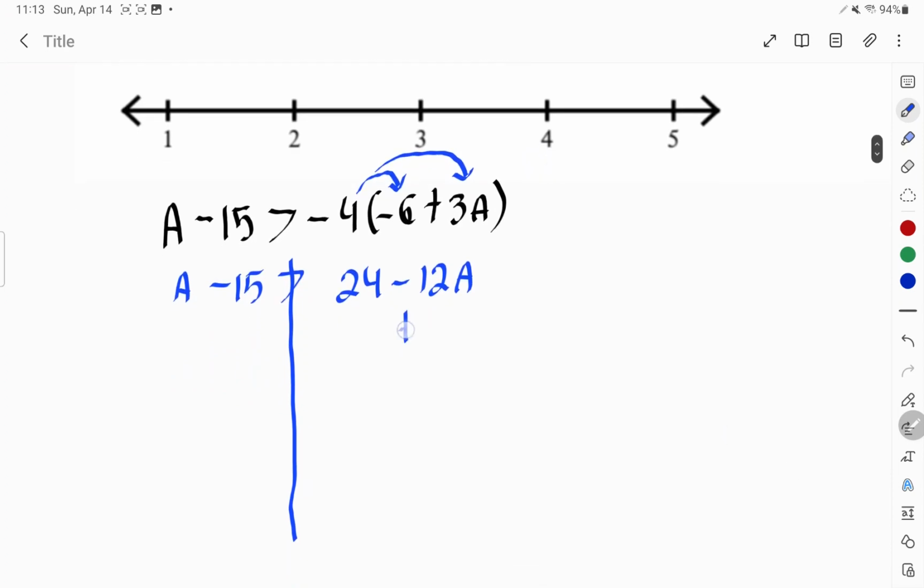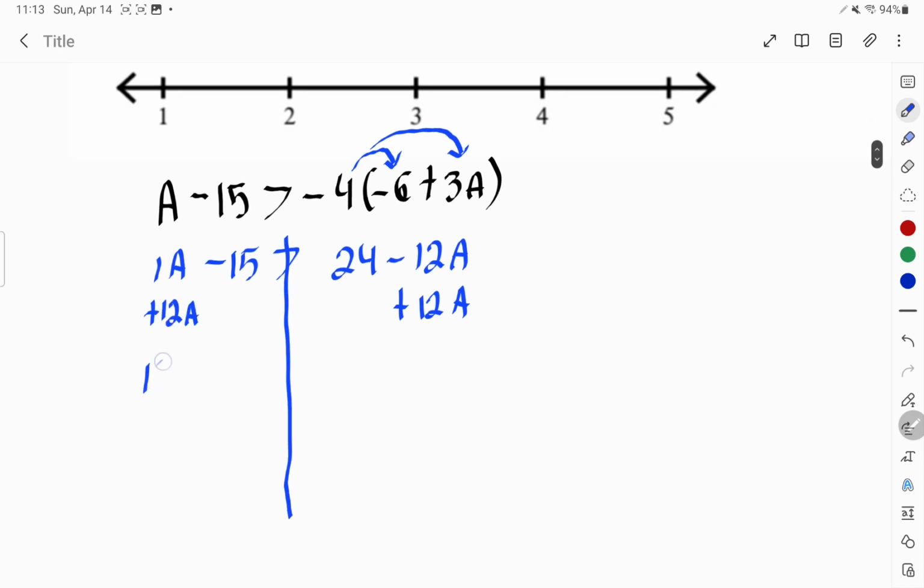So I'm going to go ahead and move the a's first. So plus 12a, then this is plus 12a. Don't forget there's a 1 right here, so if I add them, I get 13a minus 15 is greater than 24. I didn't flip it yet because we haven't actually divided by a negative or multiplied by a negative. You only do that whenever you multiply or divide by a negative.